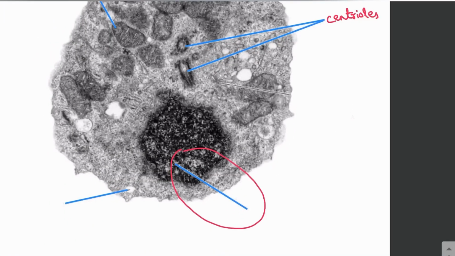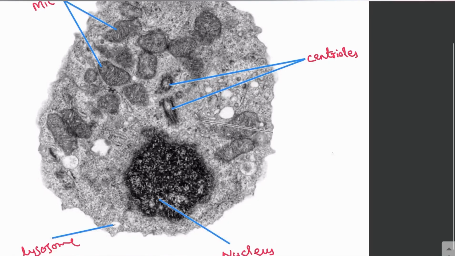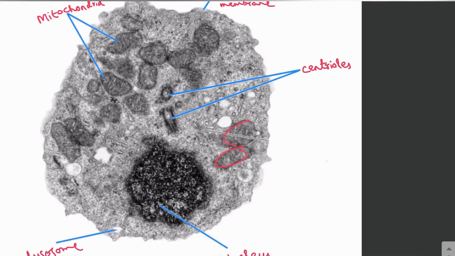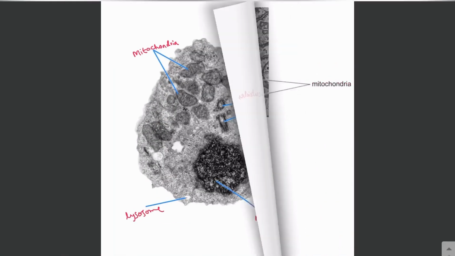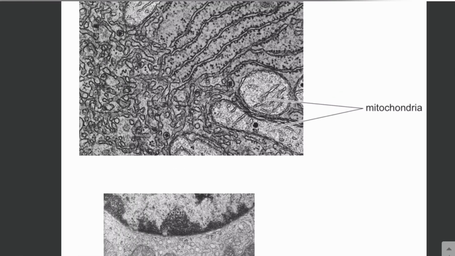So this label over here is for the nucleus. This structure is the nucleus, and this structure is the lysosome, right? So we are done with the labels. These are mitochondria, these are lysosomes, right? Lysosomes can also appear darker under the electron microscope. Okay, let's discuss some other electron micrographs of animal cells.